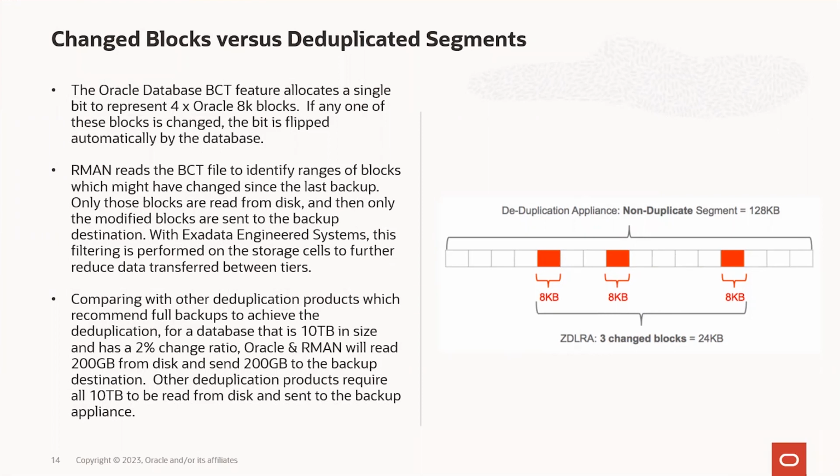If you're running on an Exadata engineered system, this filtering is pushed down to the storage cells, further reducing data transfer between tiers. That's using the Exadata Cell Smart Incremental Backup feature. So if we look at the numbers, if we have a 10 terabyte database with a 2% change rate, then Oracle, and specifically RMAN, will read just 200 gigabytes from disk and send 200 gigabytes to the backup destination with the use of the BCT feature. Other deduplication products will need to read and send the entire 10 terabytes of data to the deduplication device. Next slide.